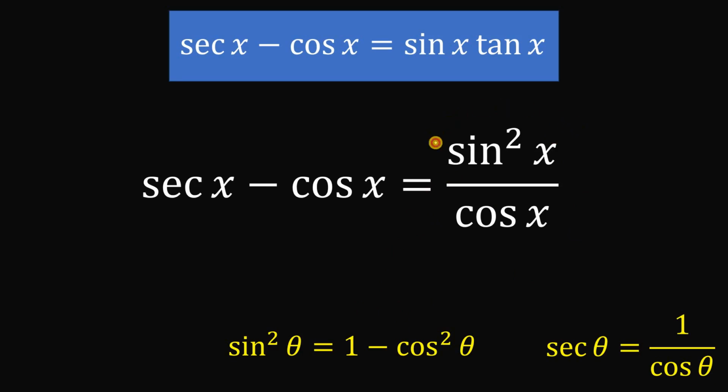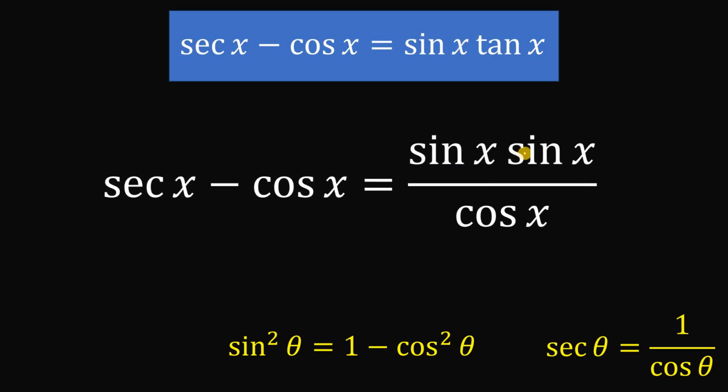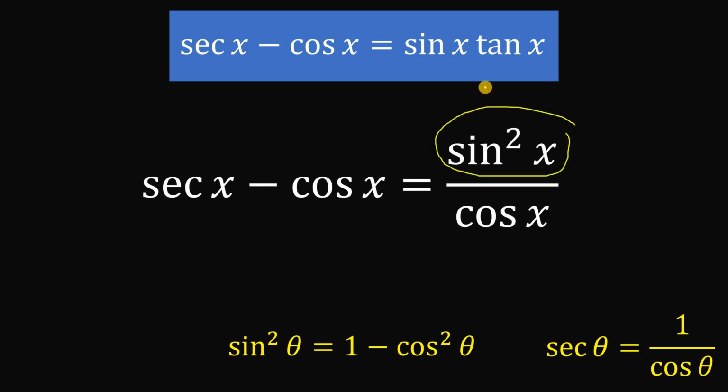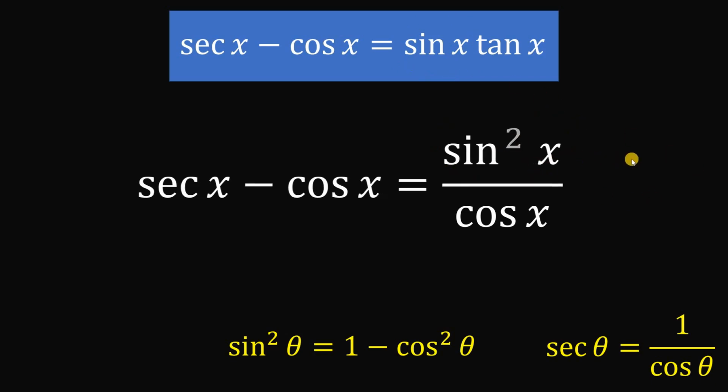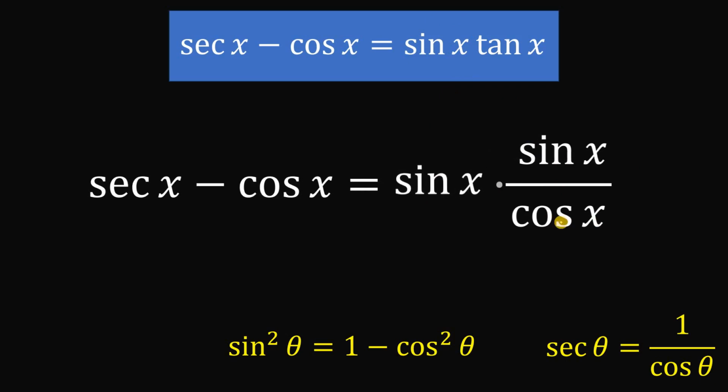Now at this point, using some algebra, we can break this sine squared x into sine x multiplied by sine x. Now your question, why do we need to break this sine squared x into sine x times sine x? Because on the right-hand side of our identity, we have sine x. So let's make this sine squared x become sine x multiplied by sine x. Now, we have again sine x, so we can separate this sine x and we need to multiply this by sine x over cosine x like this.